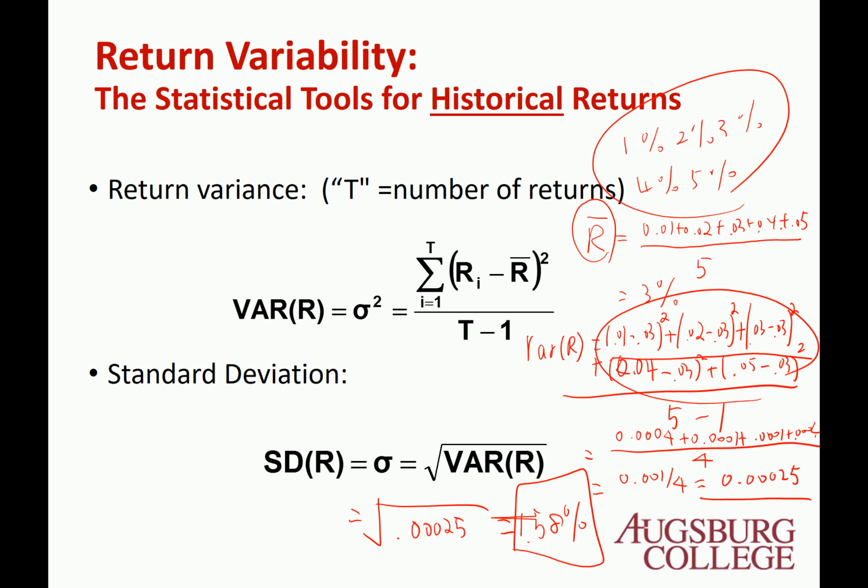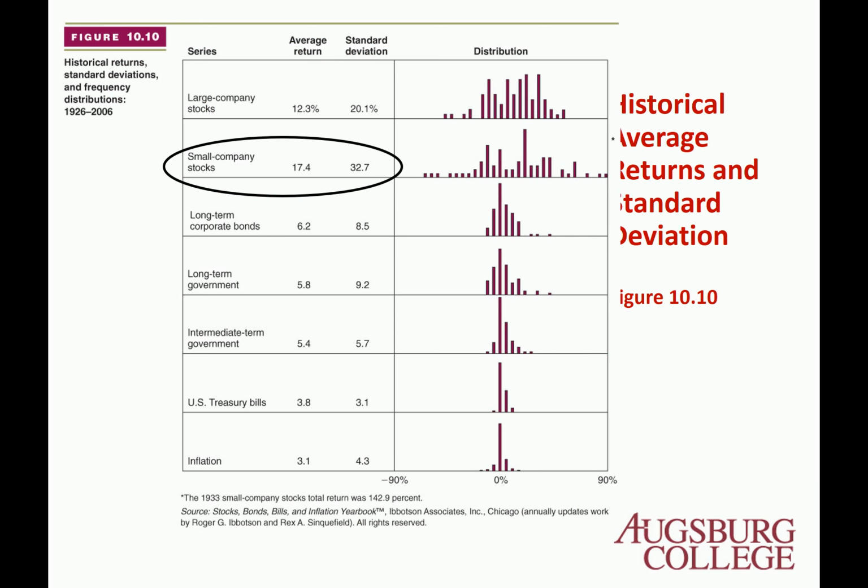So that's how to compute the variance and standard deviation. Now this is the historical average of return and standard deviation, and you see the distribution here. This distribution looks like this, right? Small cap stock, long-term government bond, corporate bond, government bond, intermediate, T-bill, and inflation.